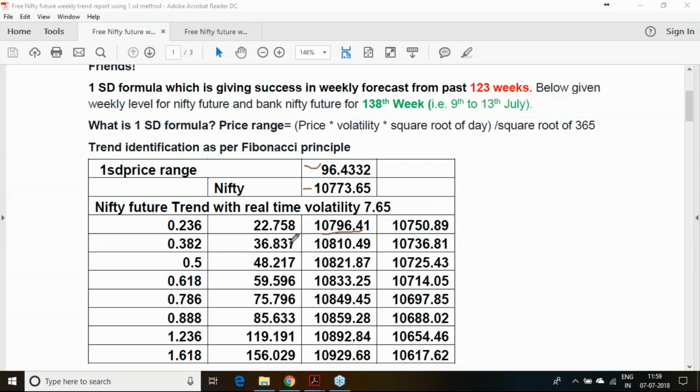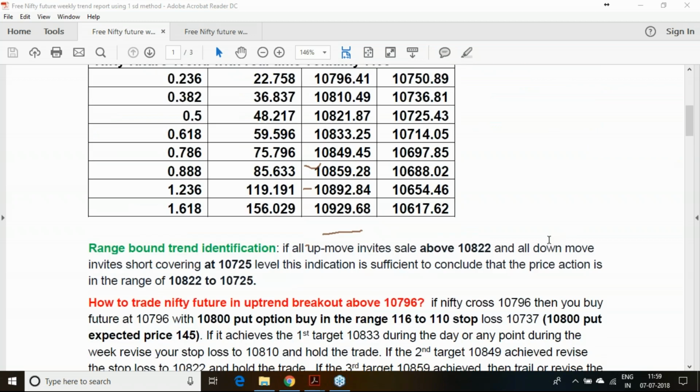10,796 above is the uptrend. Fibonacci ratio is being used. 10,810, 821 till 10,930 you can say, and downtrend also, 10,618 you can expect.